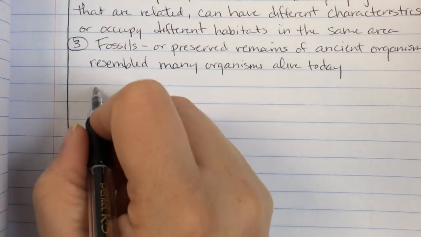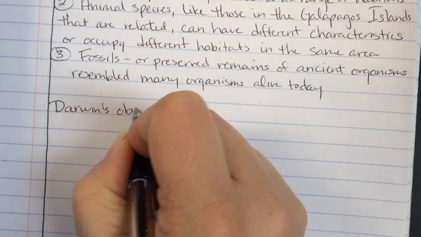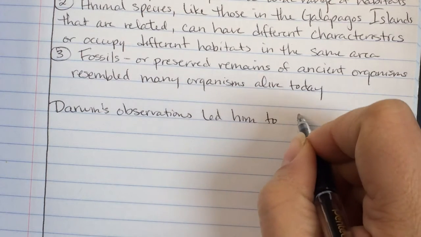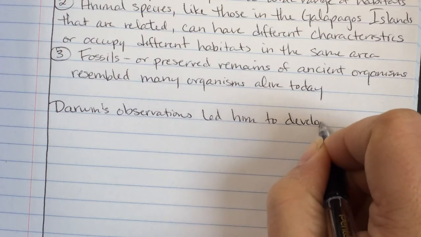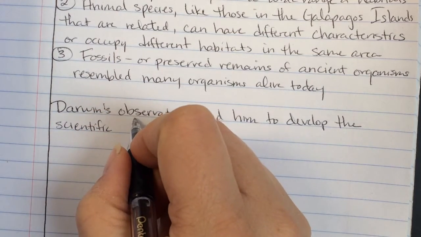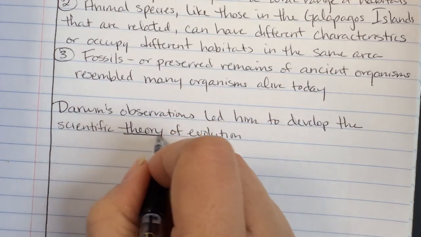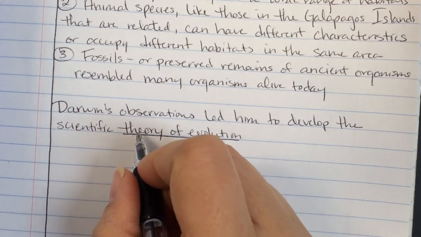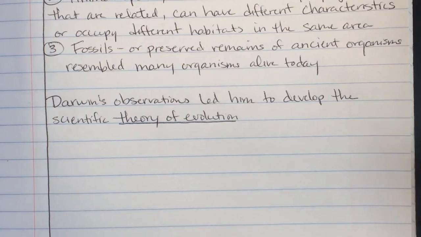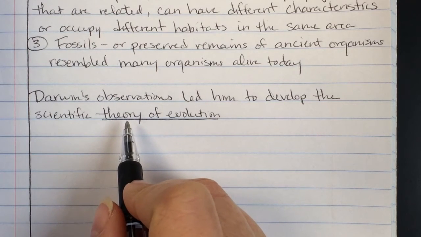So ultimately, Darwin's observations led him to develop the scientific theory of evolution. Let's underline that, because that's a big deal. Now, I know sometimes people are like, I have a theory that today it will be rainy. That's not the same thing as a scientific theory. Scientific theory means we have lots and lots of evidence. So theory in science is a much stronger word than theory that we use in common everyday English.